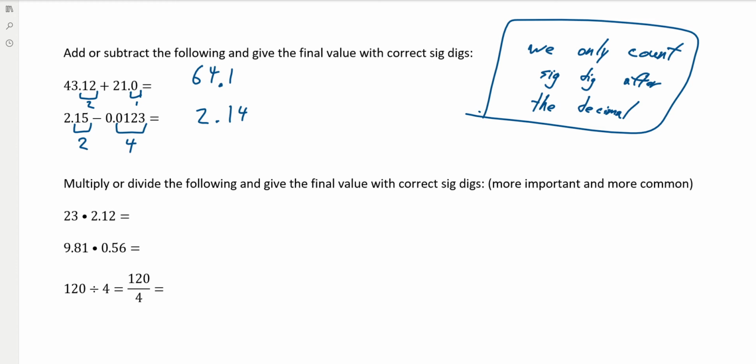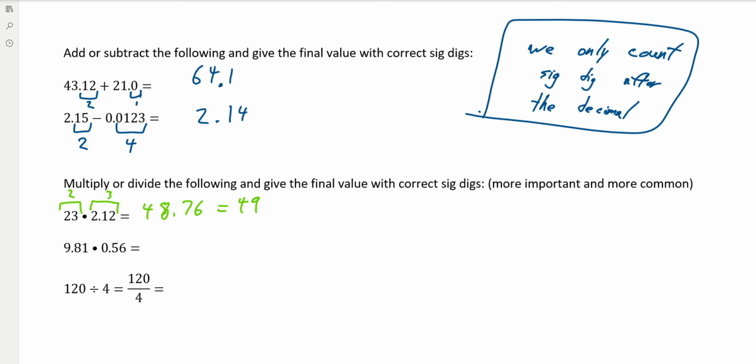Now, more important than all that, multiplying and dividing. So multiply the following and give the final value. I'm going to actually take up my calculator because I am not good enough to do this in my head. So 23 times 2.12. If you put this in your calculator, you're going to get a value of 48.76. This is the calculator value, but it is not the value that you will give with sig digs. With sig digs, you have to remember this only has 2. This one has 3. Which one is lower? Well, 2 is lower. So let's go with 49 as our final answer.